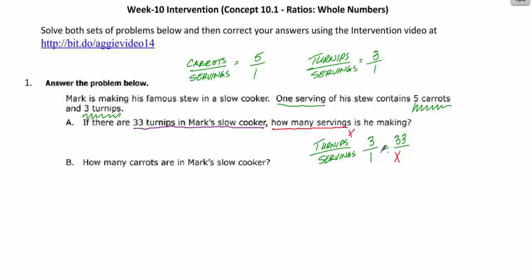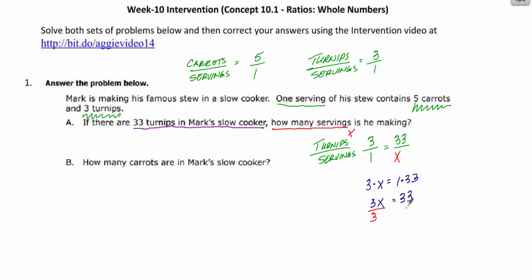So now we have a proportion, and you've seen a lot of proportions. One of the nice things about going back and doing the intervention for this concept now is we've continued to work with proportions. So if you struggled with this a little bit in the beginning, you've seen a lot more proportion work. So 3 in every one, 33 means X. We have 2 ways we can solve this. Let's do the cross multiplication way first. We would do 3 times X equals 1 times 33. That would mean that 3X is equal to 33.